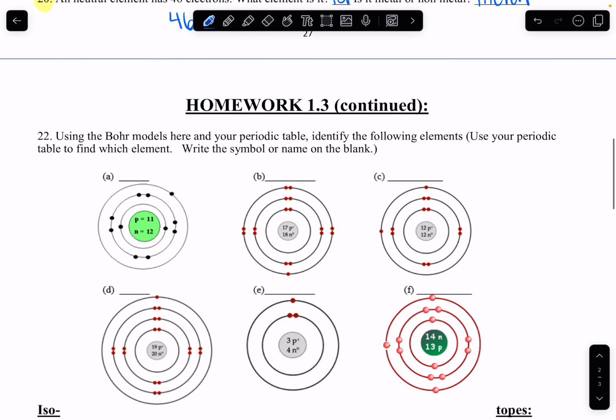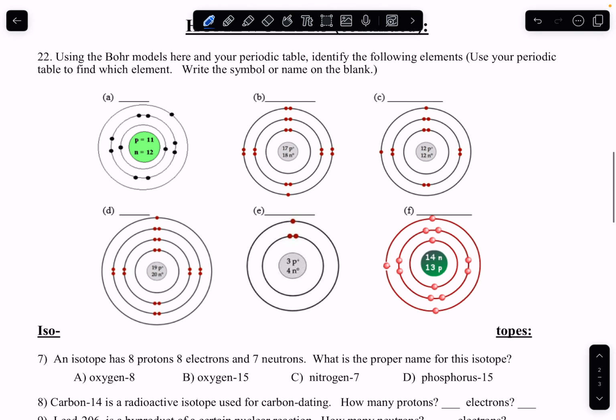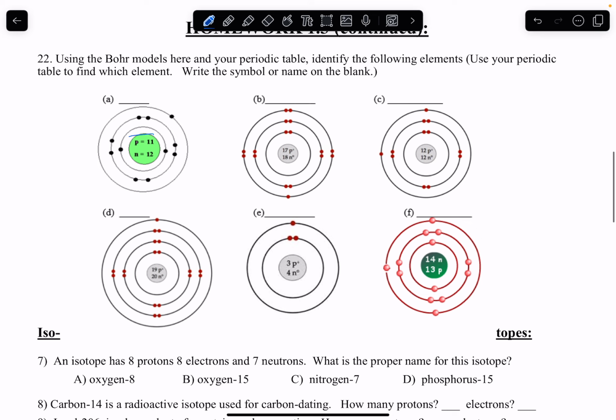All right, let's look at this next part. Using the Bohr models here and your periodic table, identify the following elements. You're going to write the symbol for each one on the blank above each Bohr model. This is super easy. All you have to do is look at the number of protons for each atom. Remember, your protons are like your social security number. It identifies your atom.